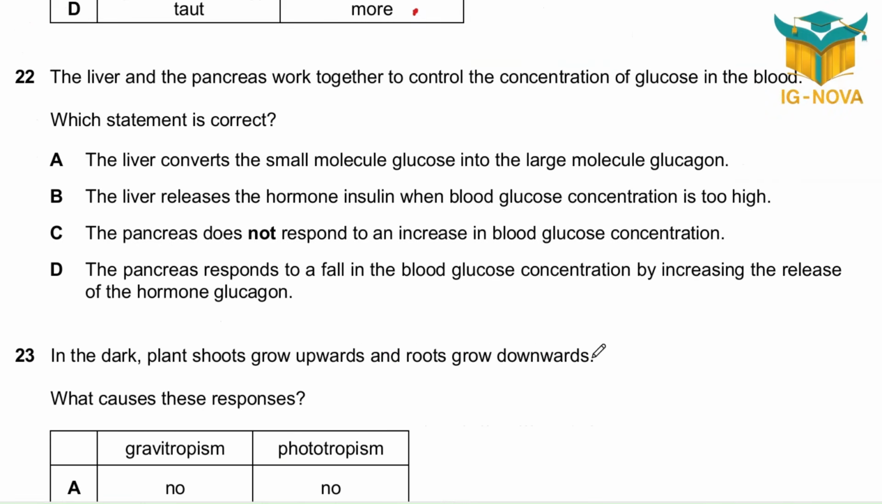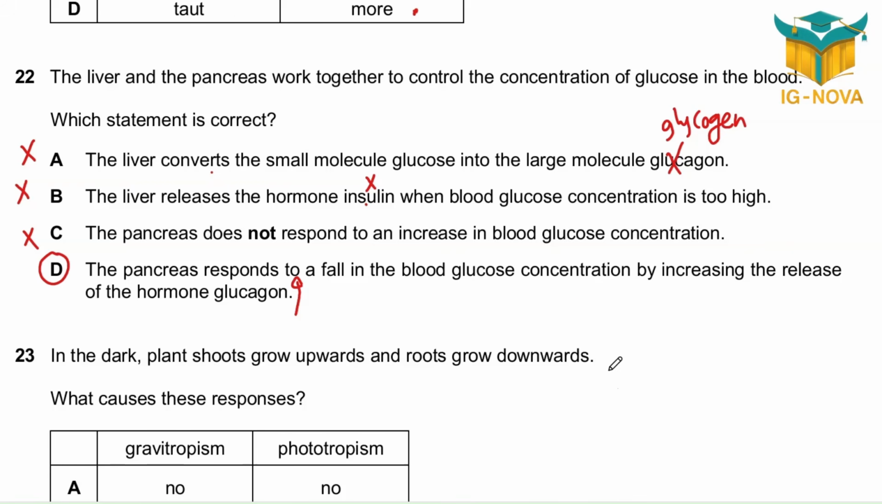Question 22. Liver and pancreas work together to control the concentration of glucose. I do agree. Trial and error technique. The liver converts small molecule glucose into glucagon, wrong, into glycogen. So he is out. The liver releases hormone insulin, never. Insulin is released by the pancreas, so he is out. The pancreas does not respond to an increase in blood glucose concentration, wrong, it does. The pancreas responds to a fall in blood glucose concentration by releasing glucagon to increase blood glucose level.